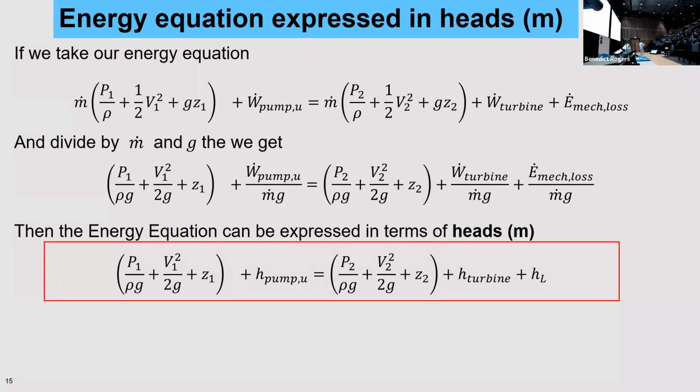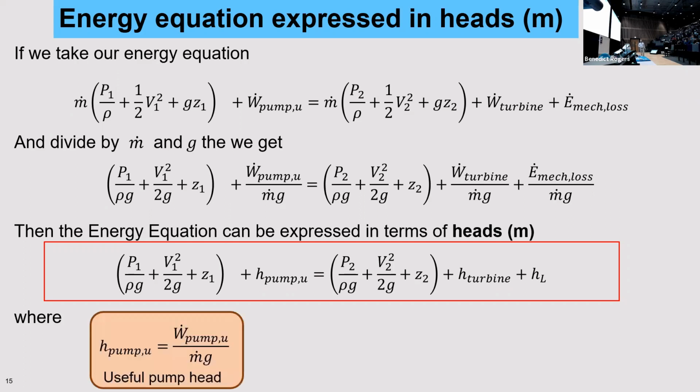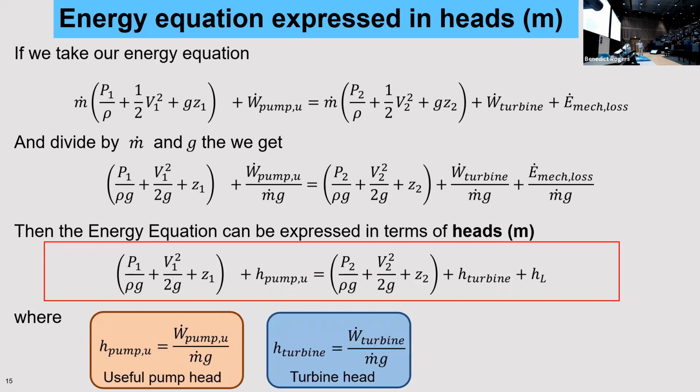All of a sudden, engineers can relate to these things, because you can say the head loss of our system is 50 meters, and it's something that every engineer understands. So the useful pump head is equal to the pump work over m dot g. The turbine head is equal to the turbine work over m dot g, and the mechanical energy loss over m dot g is equal to the head loss. So these are very useful terms that you will need to come to terms with throughout your career.